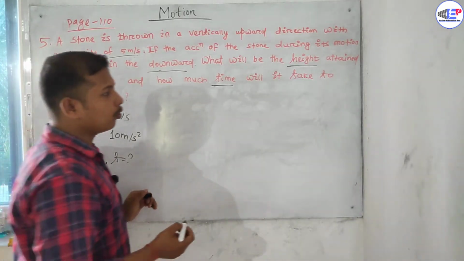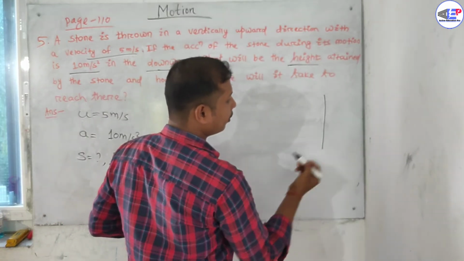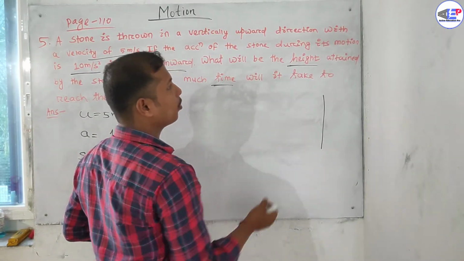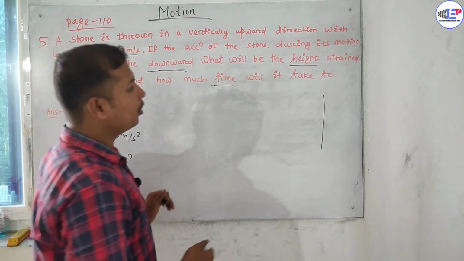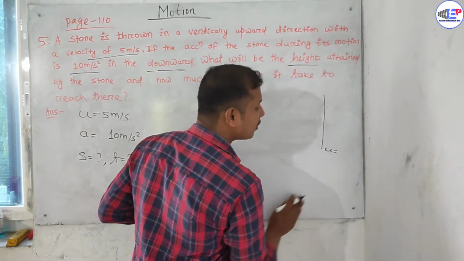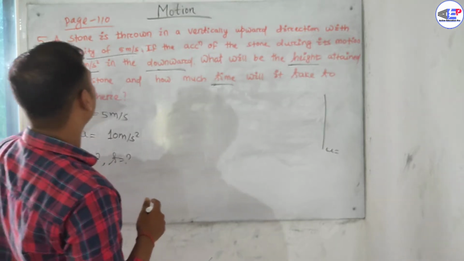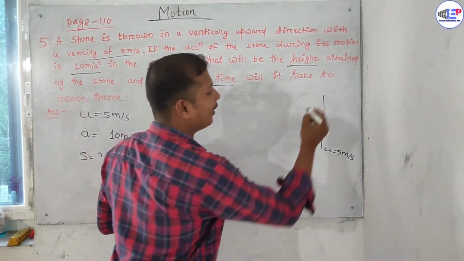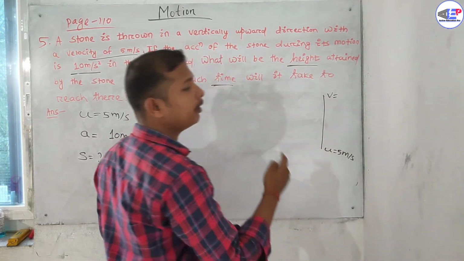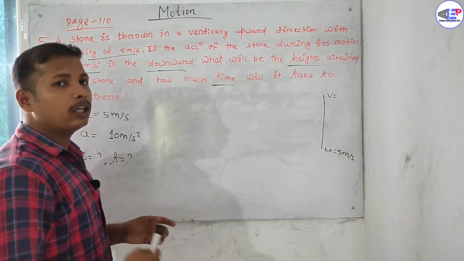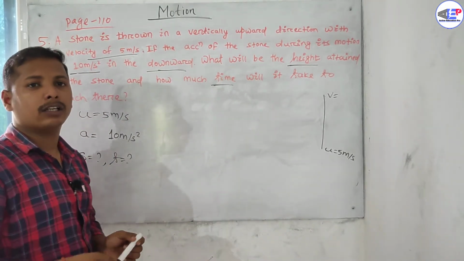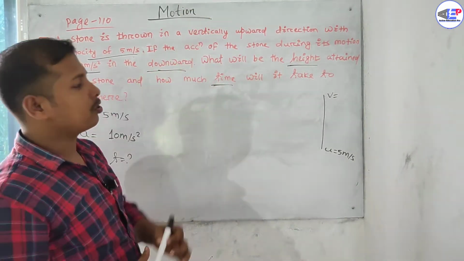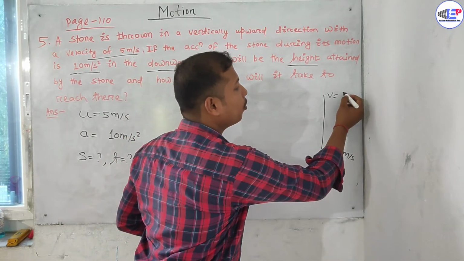We have to throw a stone from the ground to some height. So the initial velocity of the stone is 5 meter per second. Let at this point its velocity v be equal to 0, as when we throw some object in upward direction, its final velocity v at the maximum position becomes 0. So its final velocity v will be equal to 0.